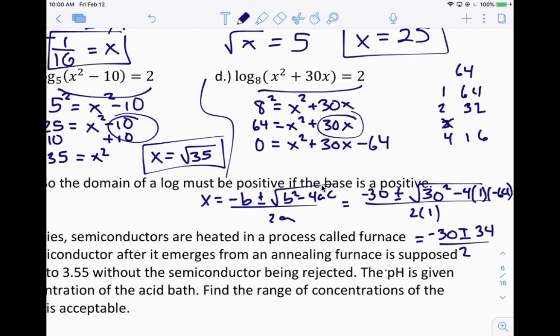We get 4 over 2, so we get 2, comma, 32. Oh, heck. Okay, I'm doing that problem again.